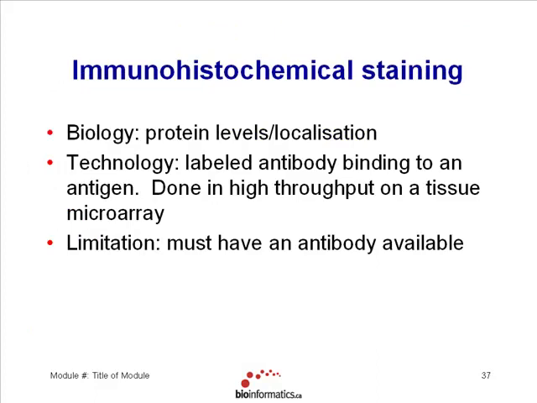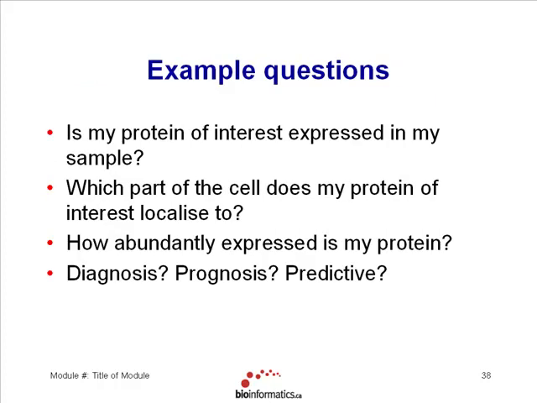So let's just talk a little bit about immunohistochemical staining. The biology here that we're measuring are actually protein levels and also localization of proteins. So the technology is based on having a labeled antibody binding to an antigen. And this can be done in relatively high numbers of cases on what we call tissue microarrays. The limitation of this is that you actually have to have an antibody available for the protein that you want to quantify.